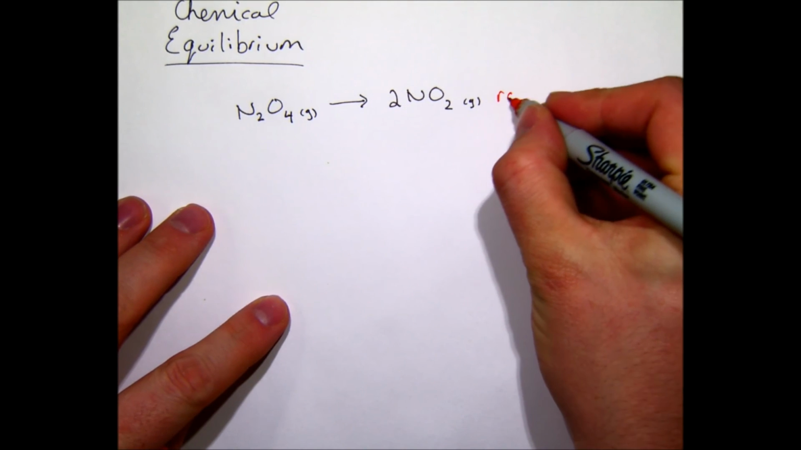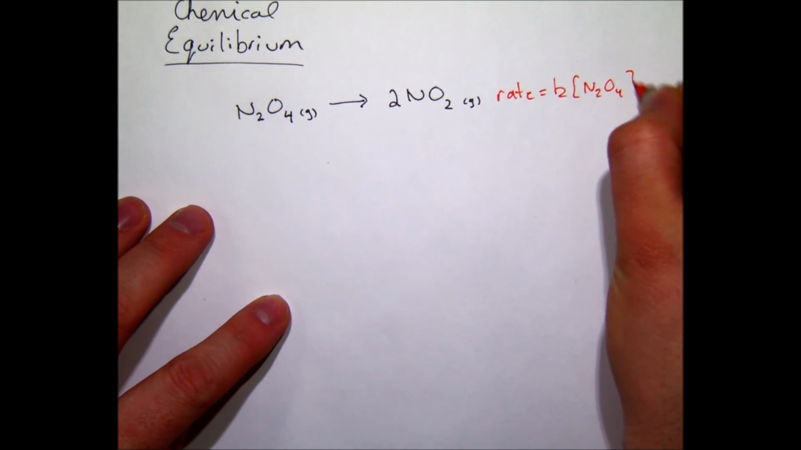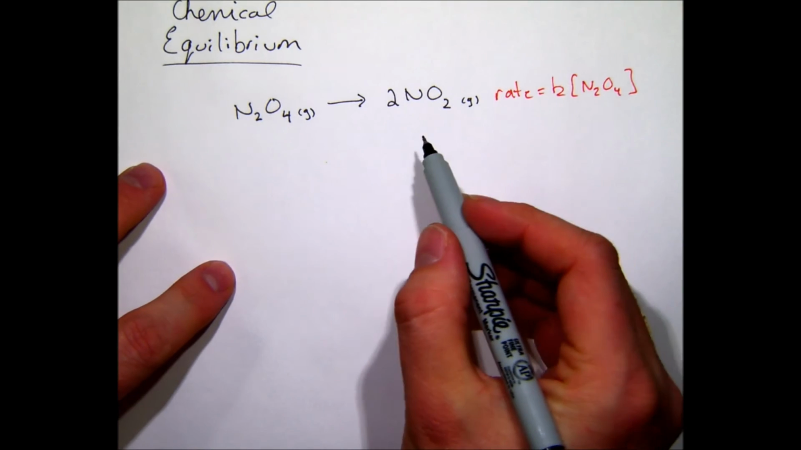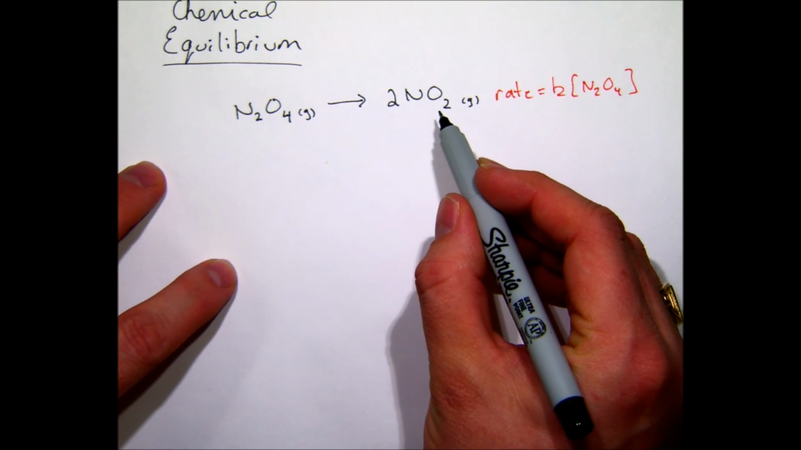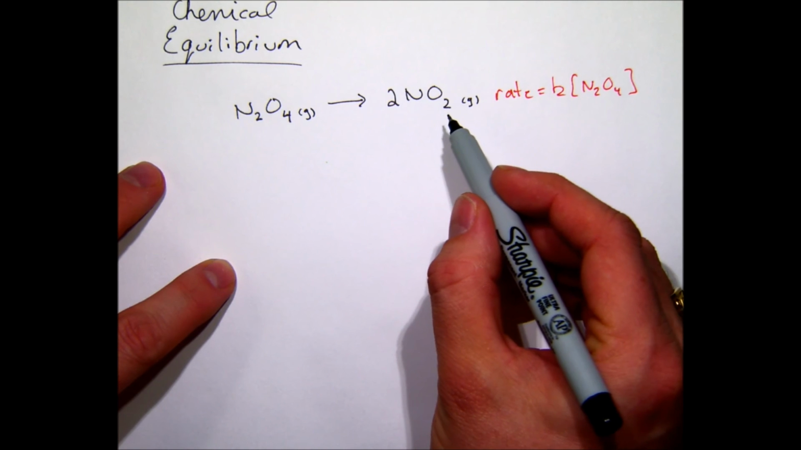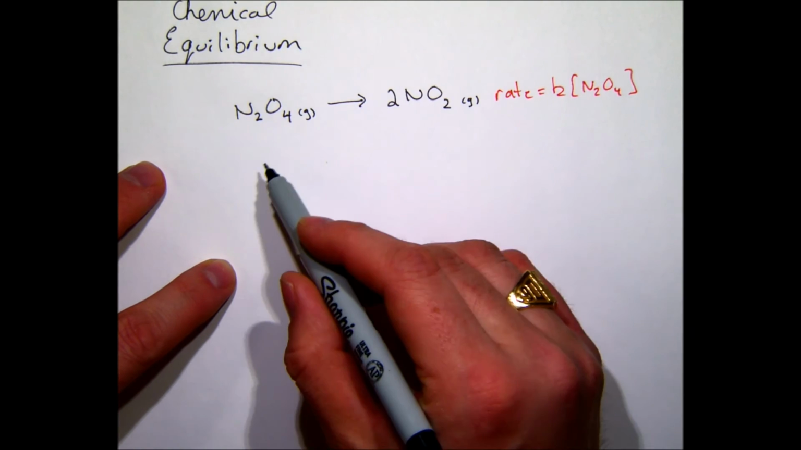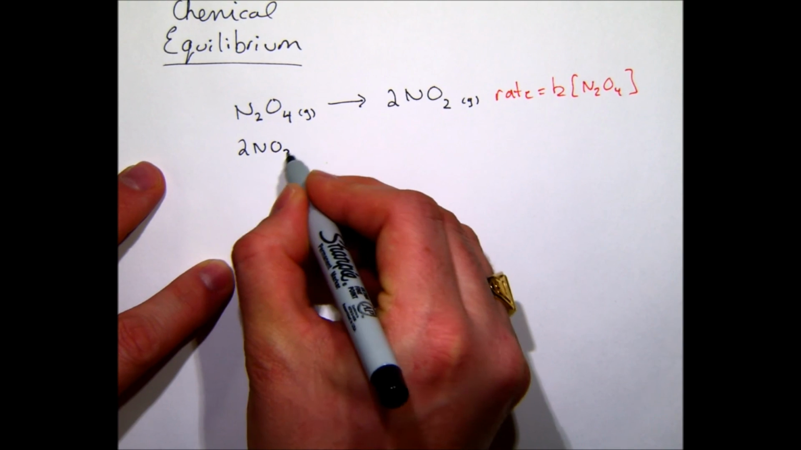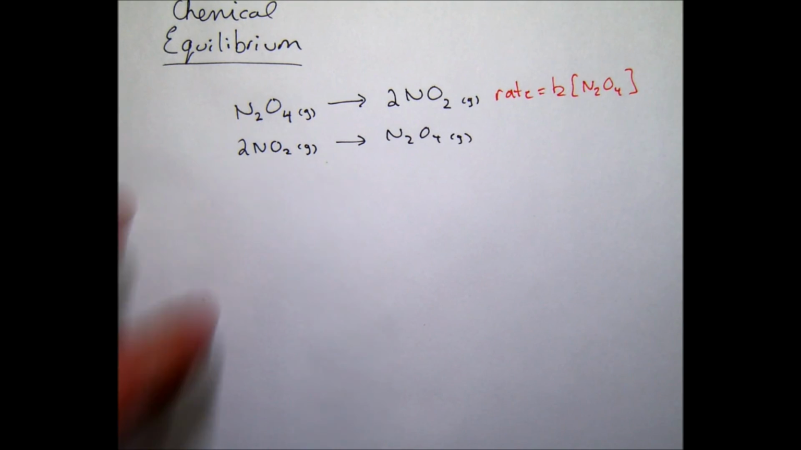So first of all, this particular reaction is governed by this rate law. The rate of reaction is equal to k[N2O4]. We're going to assume a single step mechanism here. Now, what happens is one molecule will break up into two, forming two molecules of NO2. But just as likely, we're going to see two molecules of NO2 recombine to form one molecule of N2O4. So we write 2NO2 gas goes to N2O4 gas.